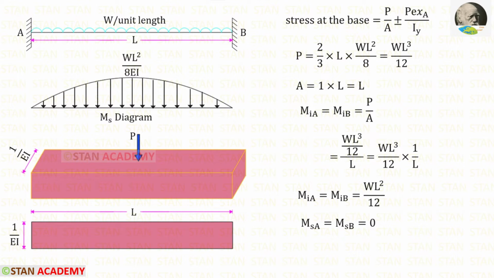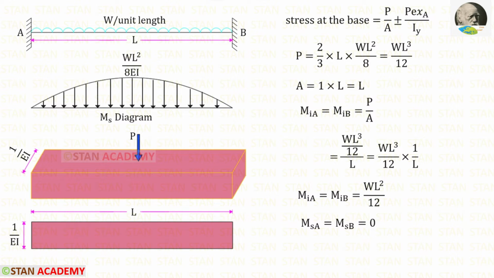Now let us find the area of the cross section of the analogous column. The area of the cross section is 1 into L. So for the area we will get L. We know that MIA and MIB will be the same, that is P upon A. We have found P and A. Let us apply both of them. We can take this L inversely and then multiply. We can eliminate L and here it will be L square. Finally, for MIA and MIB, we are getting WL square upon 12.